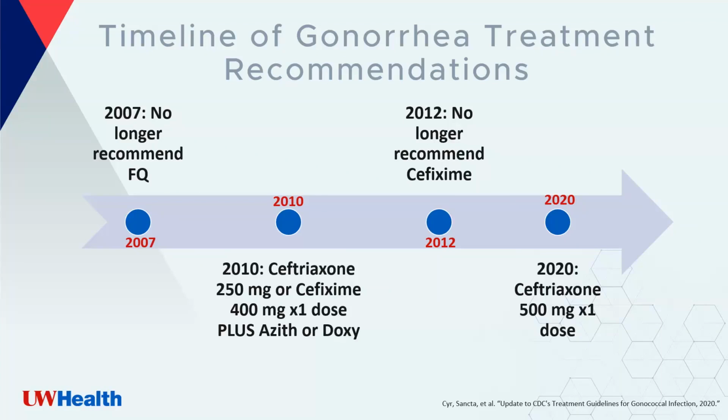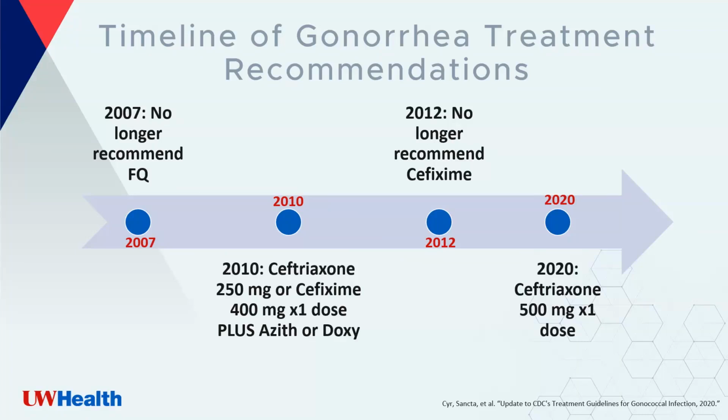Then starting in 2010, ceftriaxone 250 milligrams or cefixime as a 400 milligram dose was recommended, in addition to azithromycin or doxycycline. The reason doxycycline and azithromycin were added was so that concomitant chlamydia infections would be treated, and they thought it may potentially slow the resistance rates of gonorrhea from occurring. About 50% of those patients that had gonorrhea did have concomitant chlamydia infections.